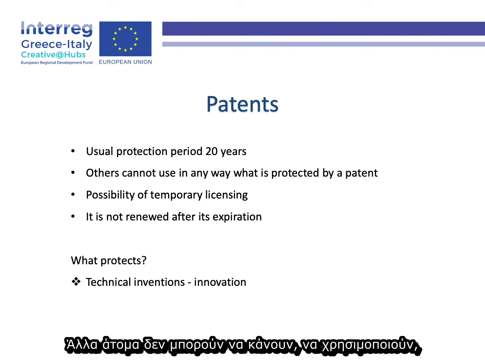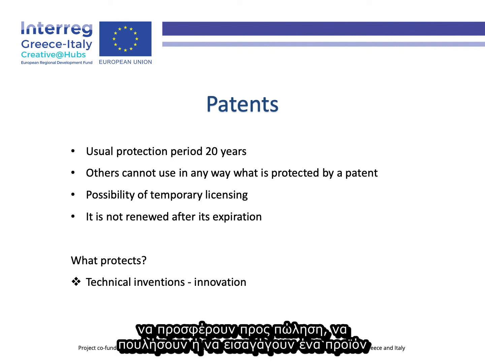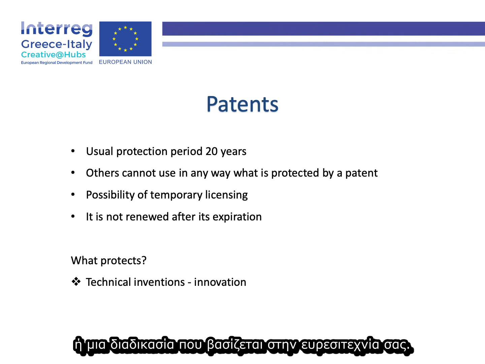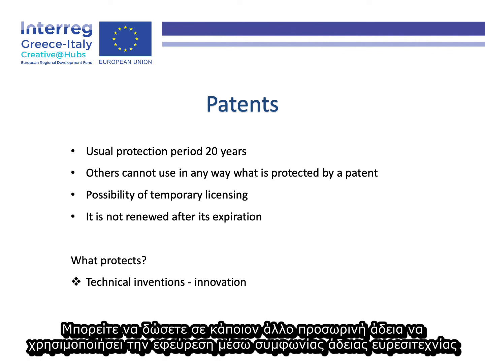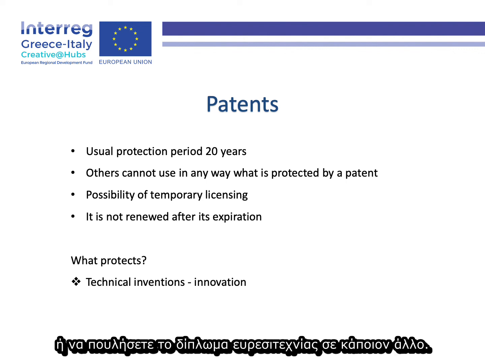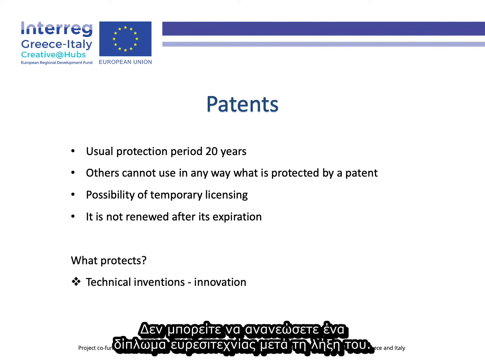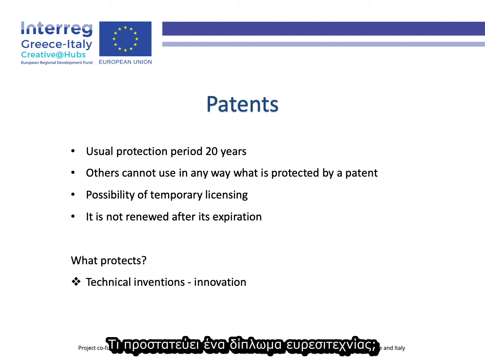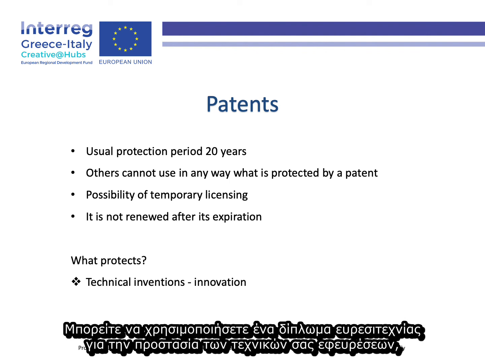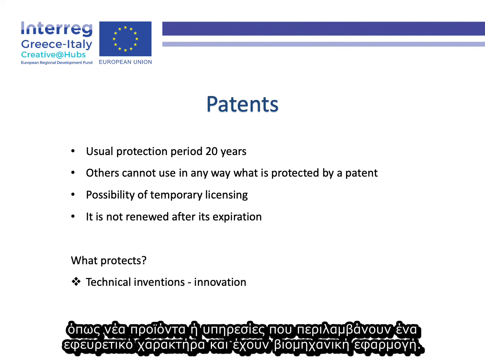Other people cannot make, use, offer for sale, sell or import a product or a process based on your patented invention. You can give someone else temporary permission to use the invention through a patent license agreement or sell the patent to someone else. You cannot renew a patent after it expires. What does a patent protect? You may use a patent to protect your technical inventions such as new products or services which involve an inventive step and have industrial application.